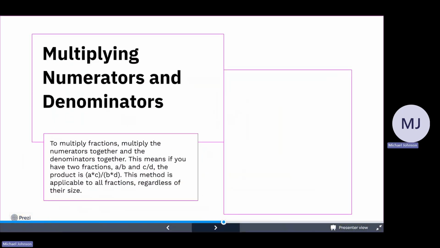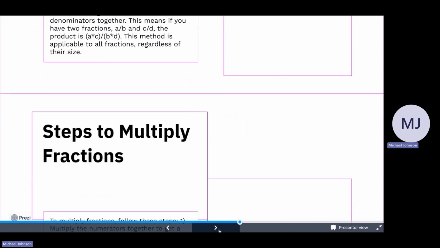To multiply fractions, multiply the numerators together and the denominators together. This means that if you have two fractions, a/b and c/d, the product is (a times c)/(b times d). This method is applicable to all fractions regardless of the size.